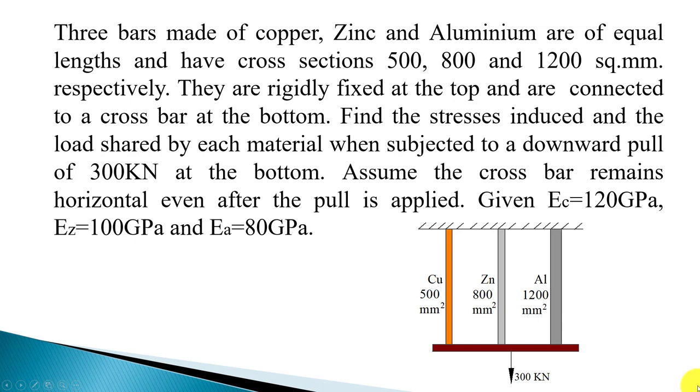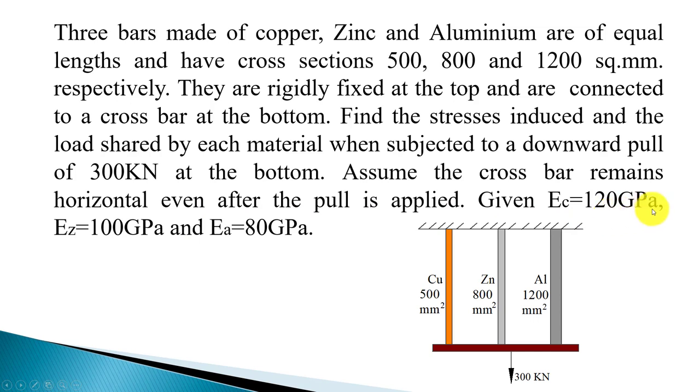Three bars made of copper, zinc and aluminum are of equal lengths, and have cross sections of 500, 800 and 1200 square mm respectively. They are rigidly fixed at the top and are connected to a crossbar at the bottom. Find the stresses induced and the load shared by each material when subjected to a downward pull of 300 kN at the bottom. Assume the crossbar remains horizontal even after the pull is applied.